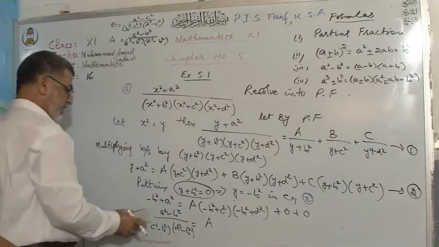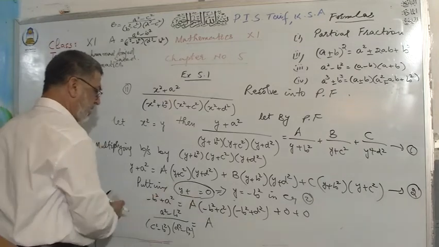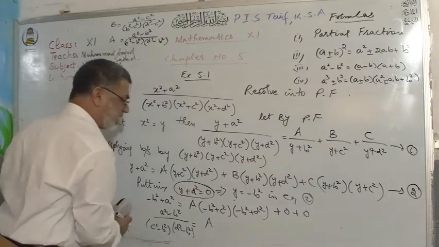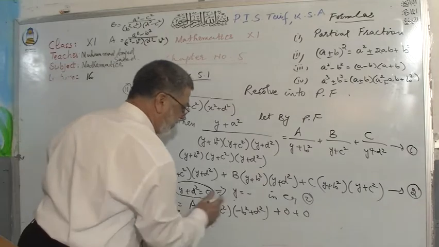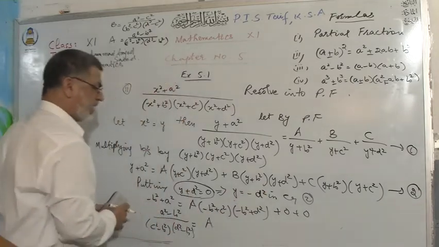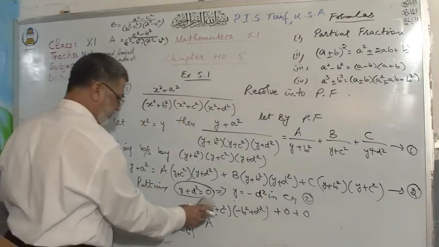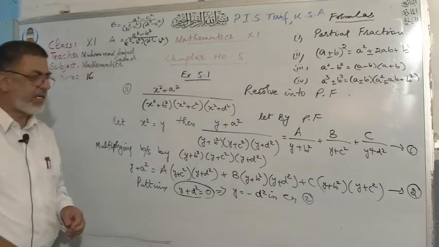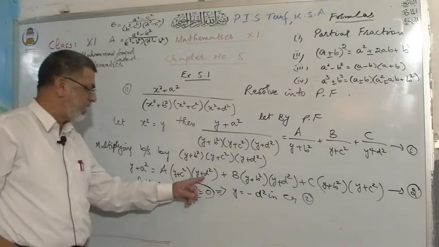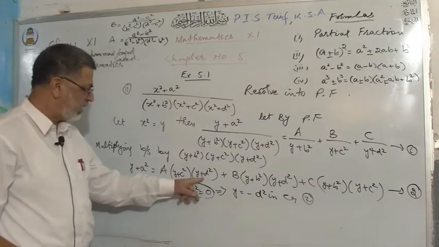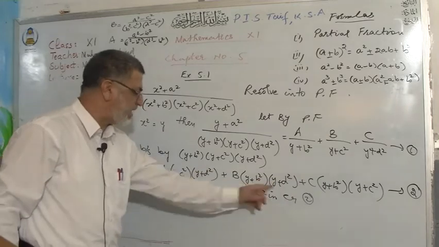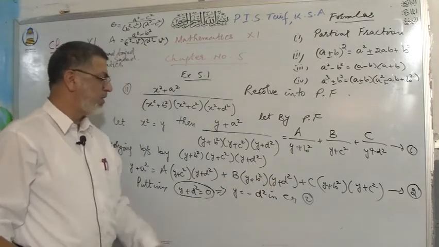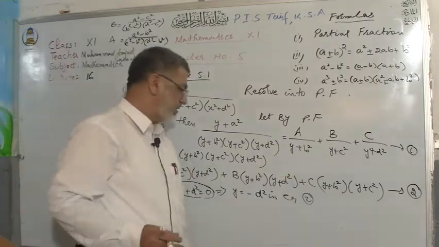After that, using y plus d square is equal to 0 and y is equal to minus d square in equation number 2. Remember that wherever you will have y plus d square, that will be 0. Here a will be 0 and here y plus d square is 0. So we are left with c.